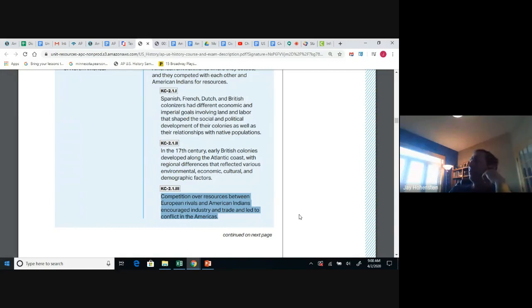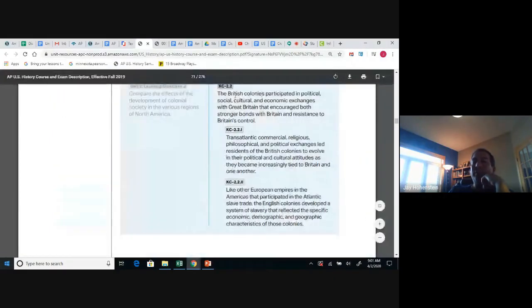We're also going to have the Louisiana Purchase in 1800s, where the French are removed. And once it's just American colonists facing Native Americans, the Native Americans will ally with the British in the War of 1812. But once that's done, you see an all-out campaign to push Native Americans further back in the period known as Manifest Destiny. As you look down here, the British colonies participated in political, social, cultural, and economic exchanges with Great Britain that encouraged both stronger bonds and resistance. So this trade that we have right here, here are the terms that belong on the right-hand side.